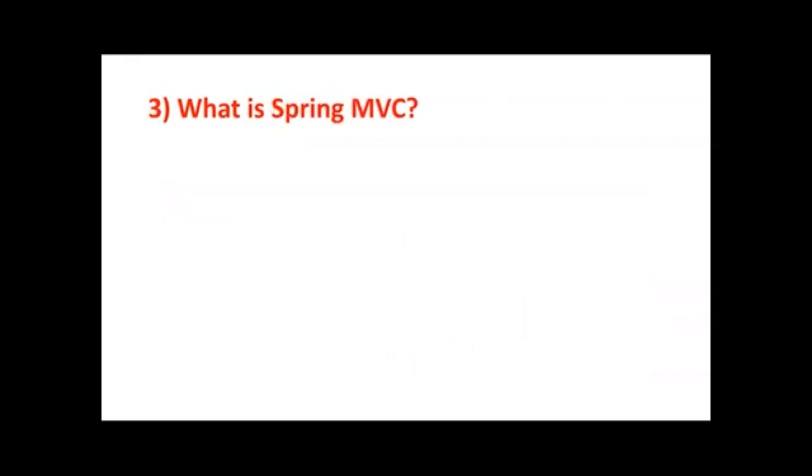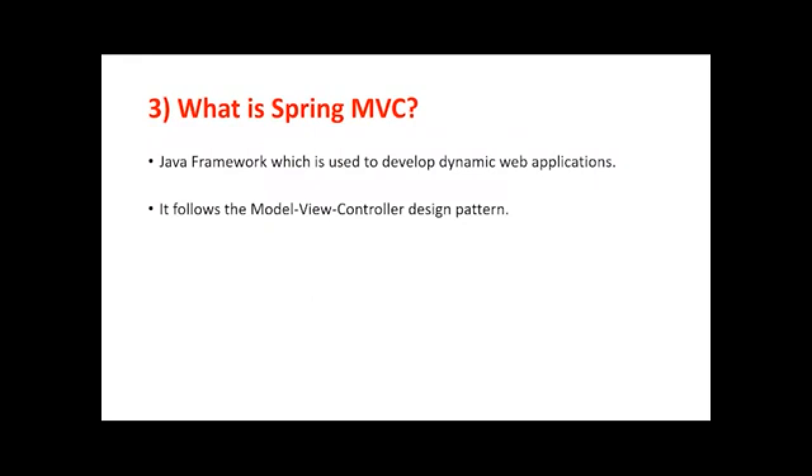What is Spring MVC? Question number 3. Spring MVC is actually given by a Java framework. It is used to implement dynamic web applications that follow model, view, and controller. Model indicates data. It can be a single object or a collection of objects. It is actually shared between view and controller.